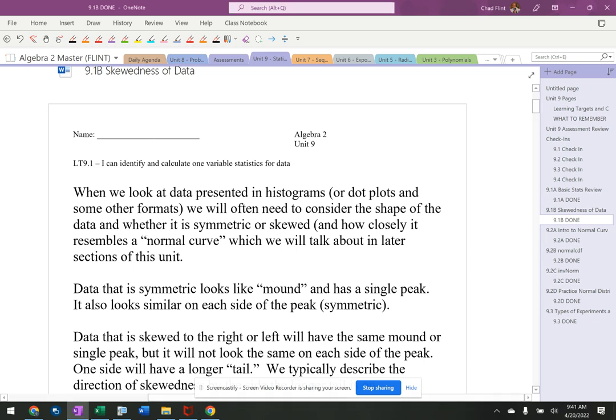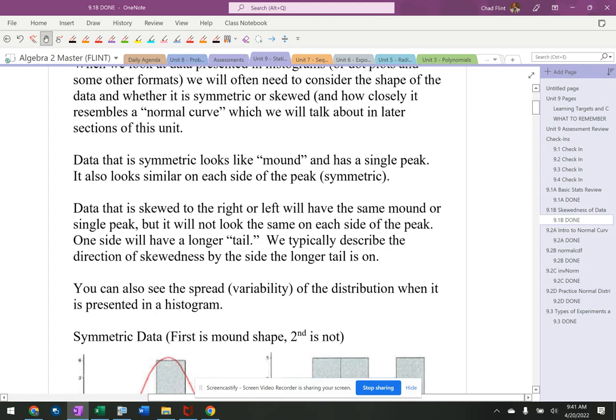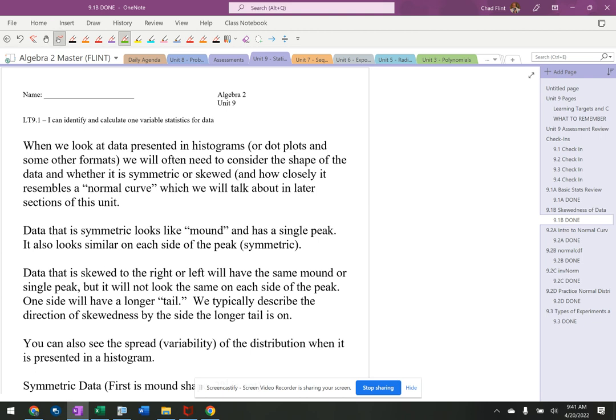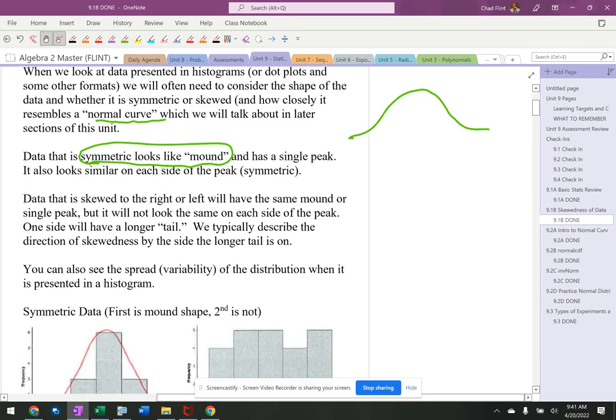So a normal curve is symmetric, and my OneNote's not doing what I want it to. There we go. It's symmetric. Having a day here. Normal curve. It's symmetric and looks like a mound, and it has a single peak. It basically looks like this, a hill. It might be a tall and skinny hill, or a more spread out hill, but it looks like a hill. Sometimes this data can get skewed.